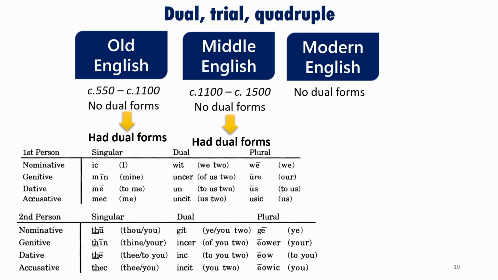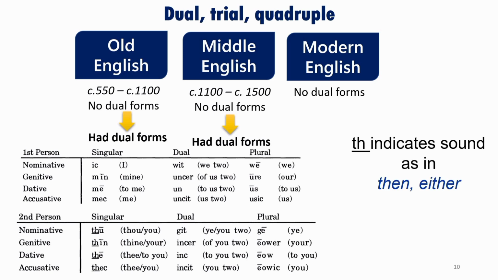Similarly, in genitive cases, you have got MIN, mine, then we have got UNCER, again kind apologies if I'm making the pronunciation wrong, and URE, that is our, and so on. So the TH that you see, the underlined one, indicates actually something like then or either. So this actually shows that it is not that the English language lacks singular, dual, or plural forms. Yes, it used to have, but as history accounts, after the 13th century, all traces and marks of the dual form in English have vanished.